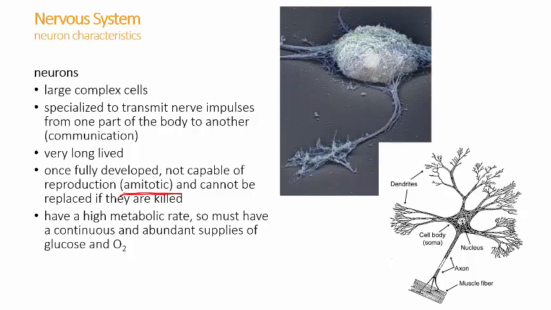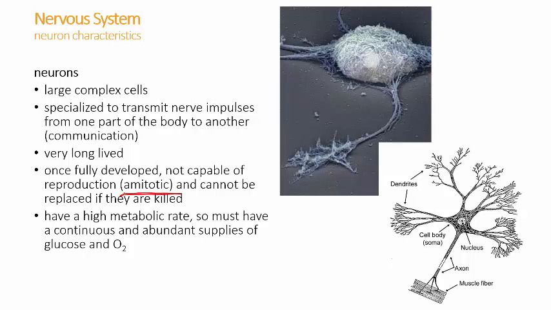They have a very high metabolic rate. They process a lot of ATP, and so in order to make all that ATP, they must have a continuous and abundant, copious supplies of both glucose and oxygen.